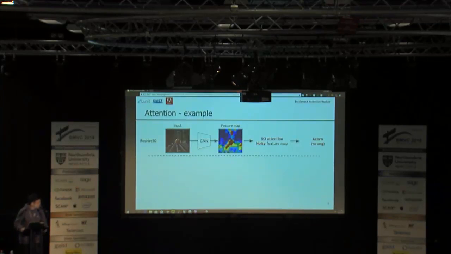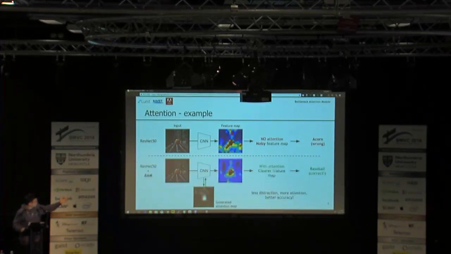This is another example from ImageNet. This is a result from vanilla ResNet 50. The last feature map from the network is very noisy, and it says it's an acorn. Actually, if you look carefully, this is a baseball. So when we use attention, the network can pay more attention to the target object, and it correctly classifies it as a baseball. So we want to make the network focus more on the target object.